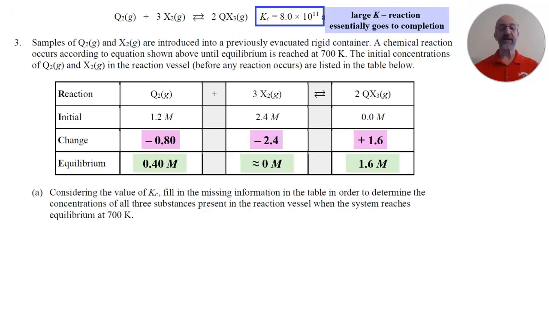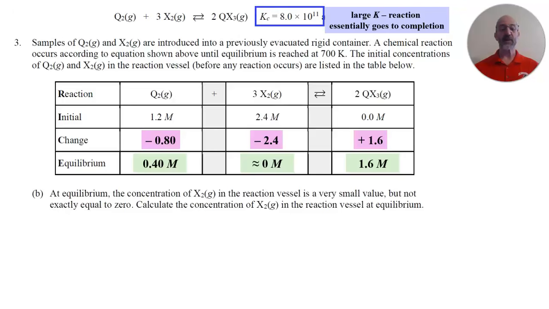This is a good transition to part B of question 3. So part B says the following. At equilibrium, the concentration of X2 in the reaction vessel is a very small value, but not exactly equal to 0. Calculate the concentration of X2 in the reaction vessel at equilibrium. So what I will do is write the equilibrium constant expression, Kc, and that would be products over reactants.